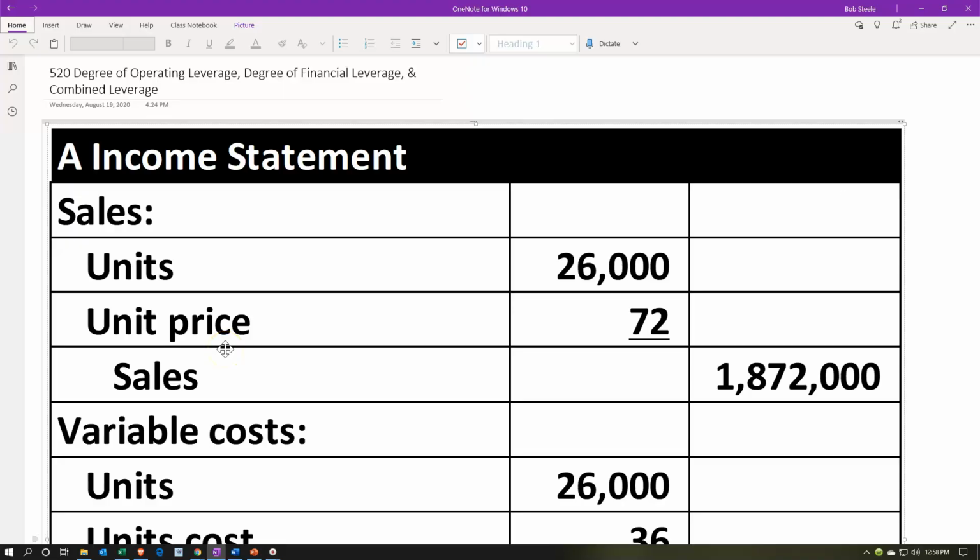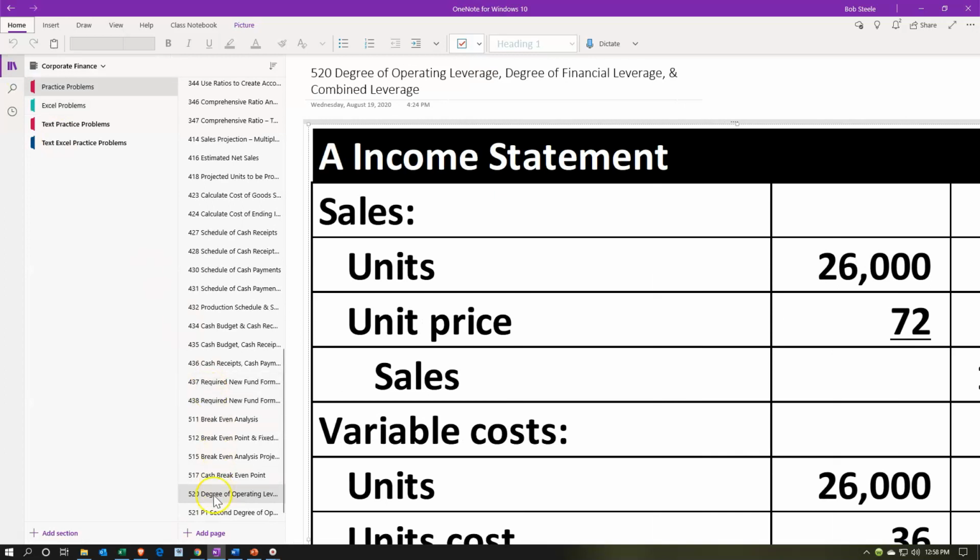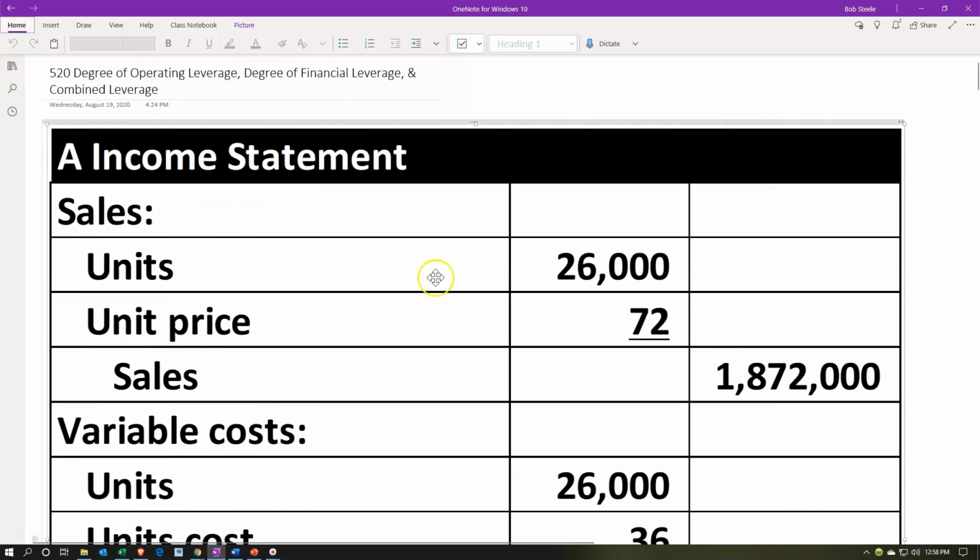Here we are in OneNote. If you would like to follow along in OneNote, you're not required to do so, but if you have access to it and would like to, we are in the 520 degree of operating leverage, degree of financial leverage, and combined leverage tab in the practice problems section. We're going to have our information.